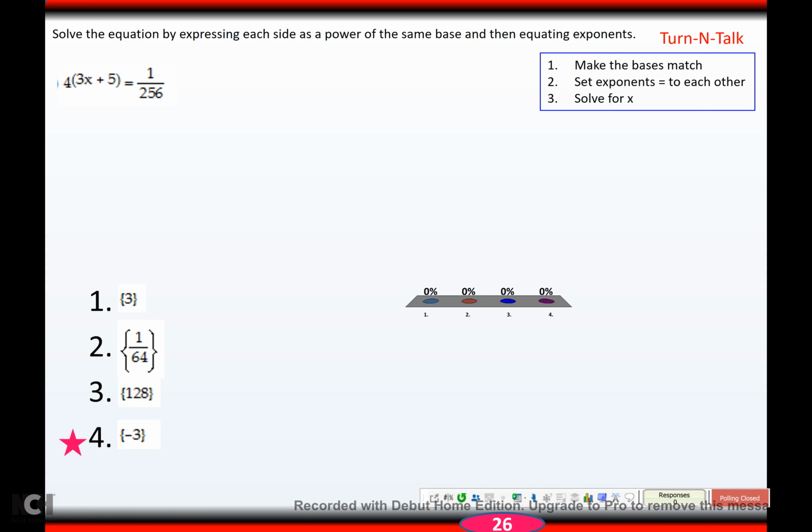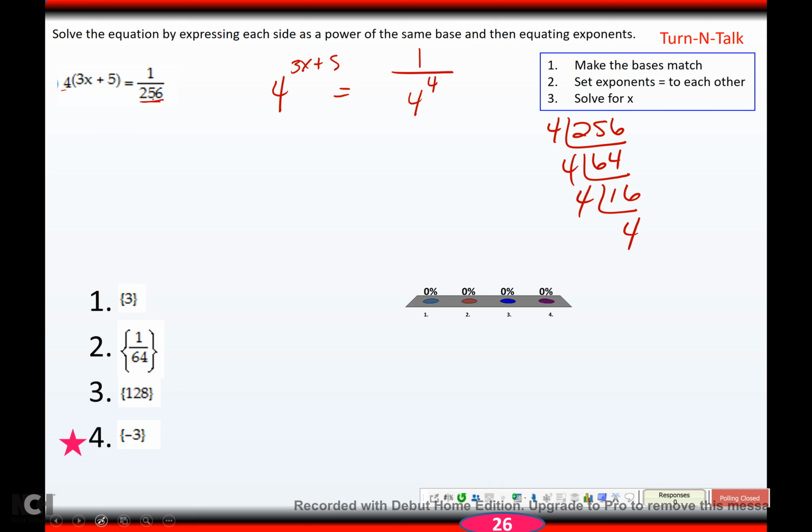Alright, I need to either rewrite this with 4's or break them both down by 2's. So I'm going to try by 4 first. So 256. By 4 is 64. By 4 again is 16. By 4 again is 4. So I can rewrite 256 as 4 to the 4th. Get it out of the denominator, change the sign of the exponent, so this would be 4 to the negative 4th.